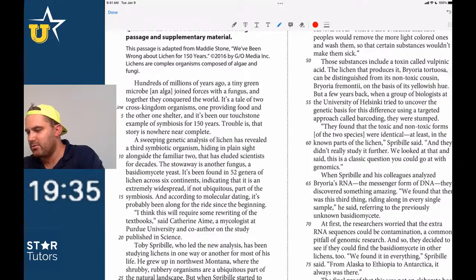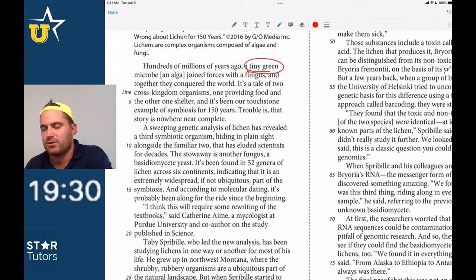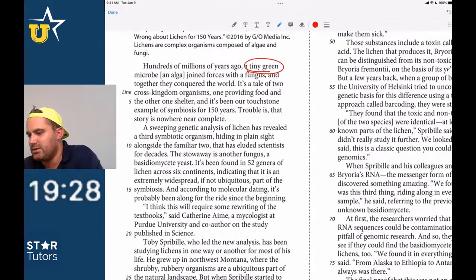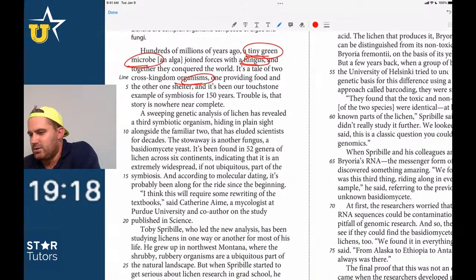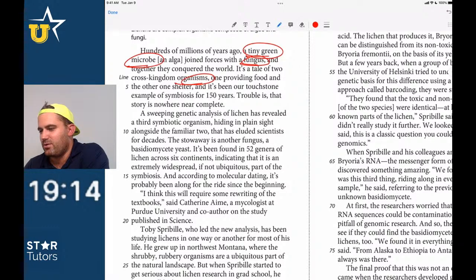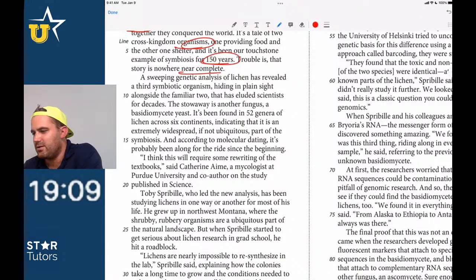A tiny green microbe. So just maybe, again, I like to circle adjectives. I think it's really important. Join forces with the fungus, and together they conquer the world. They have two cross-kingdom organisms. So fungus, coupled with an algae, a microbe. Symbiosis for 150 years. Trouble is that story is nowhere near complete. So 150 years. Sweeping genetics of lichen has revealed a third symbiotic organism. Decades. The stowaway is another fungus. So two fungi now, I think.